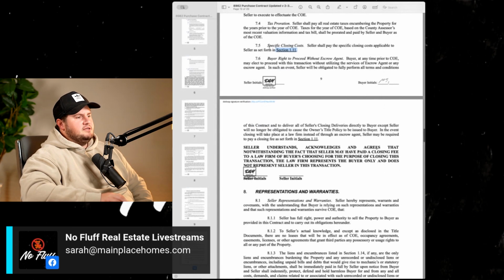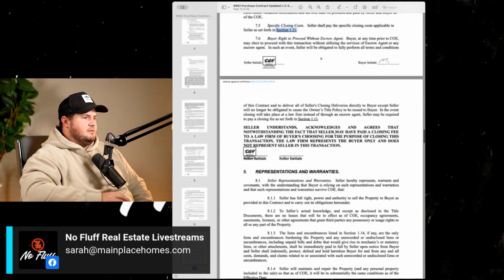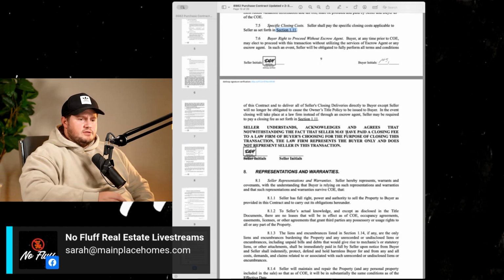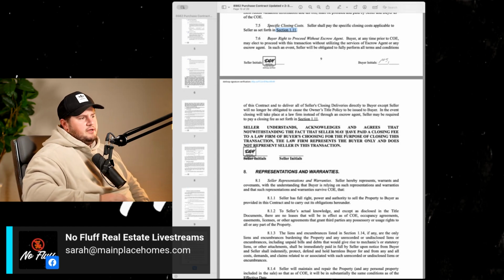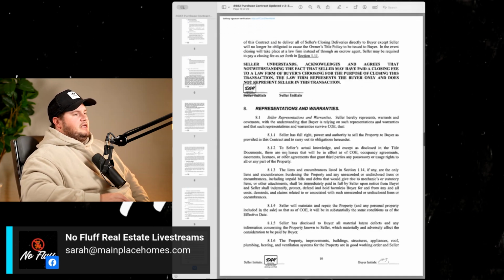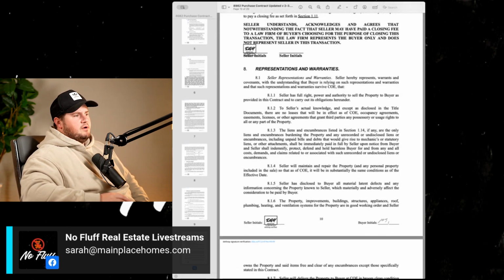Seller understands, acknowledges, and agrees that notwithstanding the fact that the seller may have paid a closing fee to a law firm of buyer's choosing for the purpose of closing this transaction, the law firm represents the buyer only. So basically, if I choose the law firm to close this file, they represent me, and they understand they don't represent the seller, so they need to do their own due diligence. Okay, that's page 10.